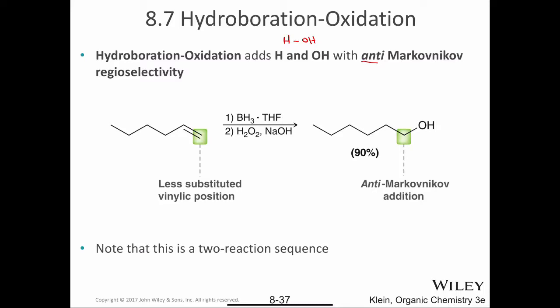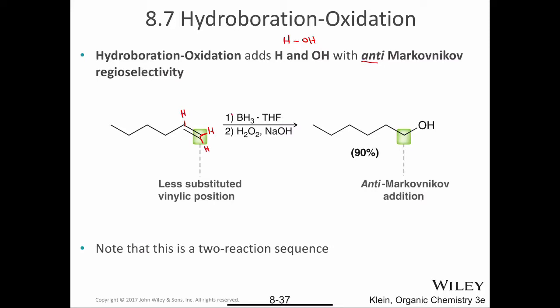So if you remember the acid-catalyzed hydration and the oxymercuration-demercuration reaction, you'll remember that both of those proceeded with Markovnikov regioselectivity, but hydroboration-oxidation proceeds in the opposite fashion, with anti-Markovnikov regioselectivity. So what happens in essence is that the hydroxyl ends up on the less substituted vinylic position. This is the carbon that has the most hydrogens attached to it, and that's the carbon that's going to take the hydroxyl. Again, it's very important that this is a two-reaction sequence.